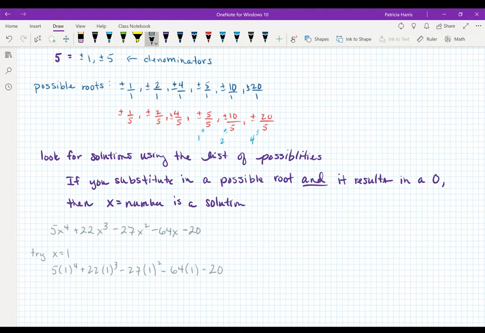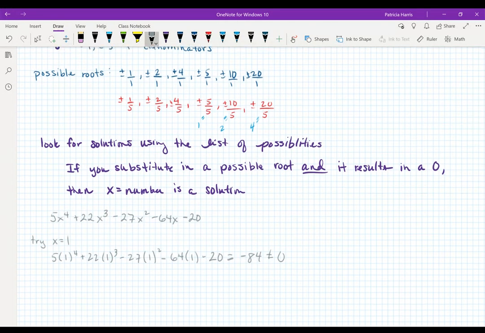Doing this makes you appreciate Desmos. So if I do that, I get 5 plus 22 minus 27 minus 64 minus 20. Negative 84. Not equal to 0, so x equals 1 does not work.